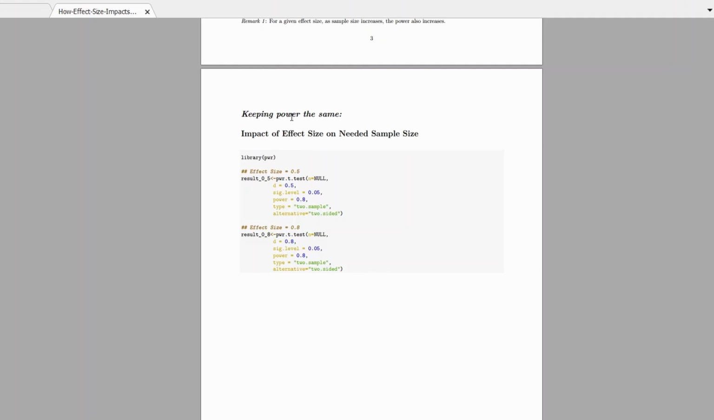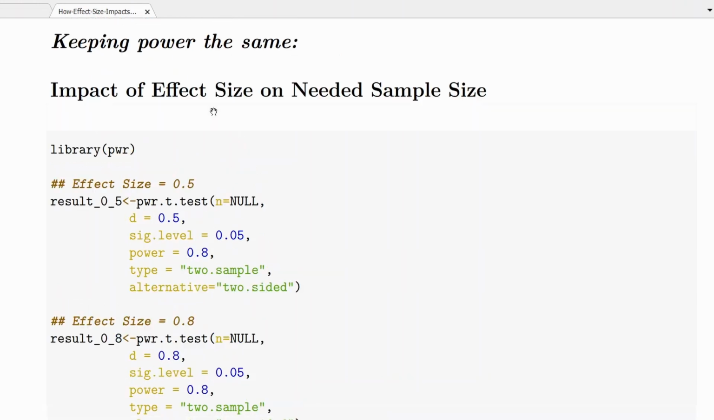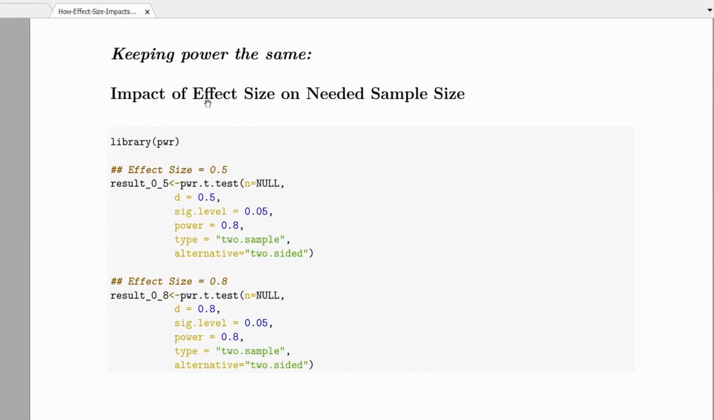We keep the power the same, and then we want to see how the effect size interacts. So let's move to the second component, where we keep the power constant, because we have three variables. When we talk about a relationship, we need to keep one variable constant, and then we try to see how the other two variables interact with each other. So let's keep the power the same and see how effect size impacts the needed sample size.